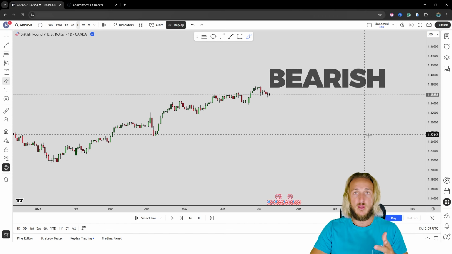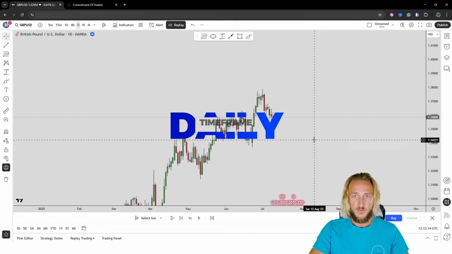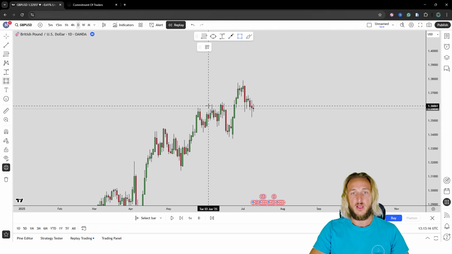Dropping down to the daily time frame, what did we have? Well, here in the daily, the situation was quite clear. What we had was a daily break of structure.